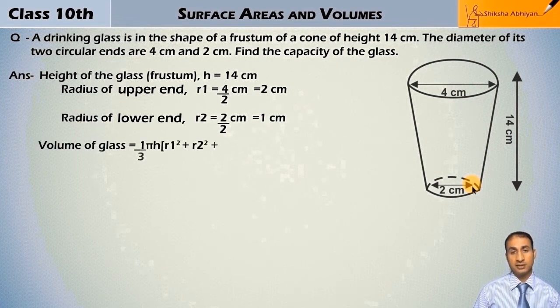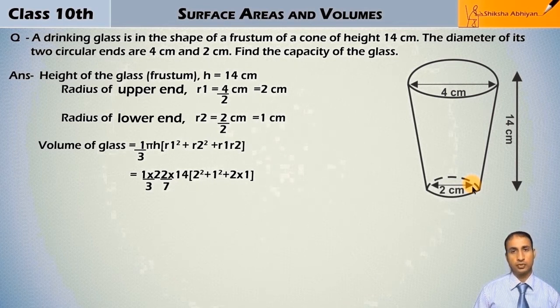Now volume of glass is equal to कितना formula होगा student frustum का, that is 1 by 3 pi h bracket r1 square plus r2 square plus r1 into r2 bracket close. स्टूडेंट, यहाँ h, r1, r2 की वैल्यू पुट कीजिए.